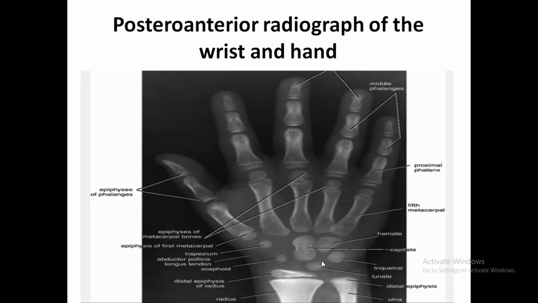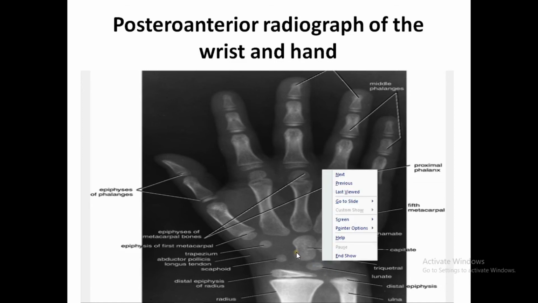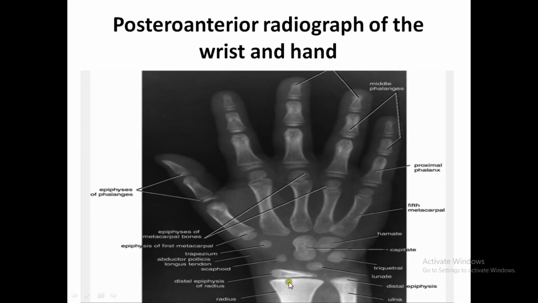between the two X-rays. In this, first of all, recognize the radius and the ulna. Then you could see the carpal bones, the fifth metacarpal, the proximal phalanx, the middle phalanges, and the epiphysis of the phalanges.